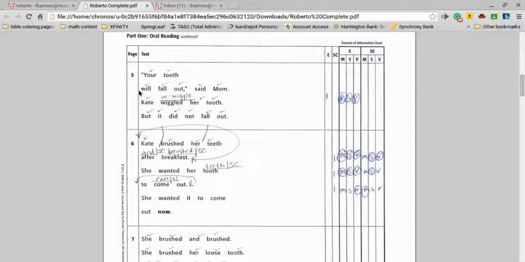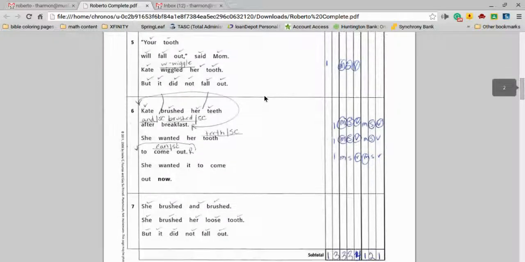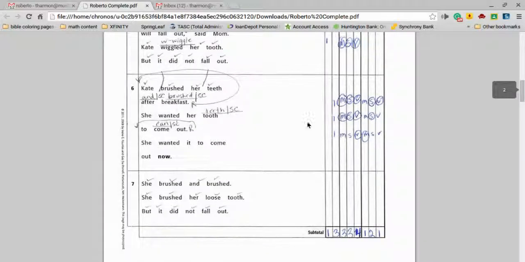"Your tooth will fall out," said Mom. Kate wiggle. So the only information we can use is "Kate wiggle." Does that make sense? Yes. Structurally, does it sound right? "Kate wiggle." Yes, up until this point it does. Are there any visual similarities? Yes. So that is how you analyze errors.